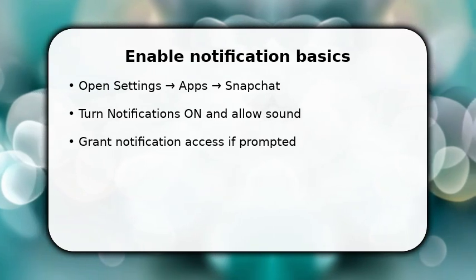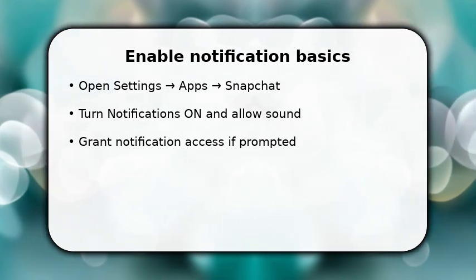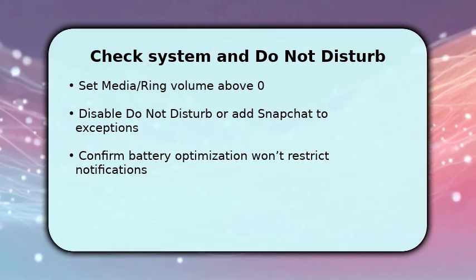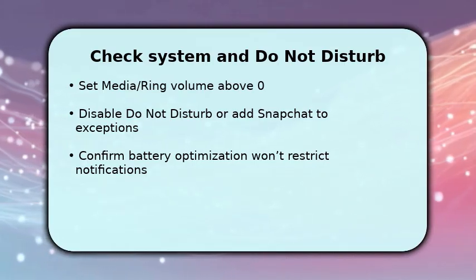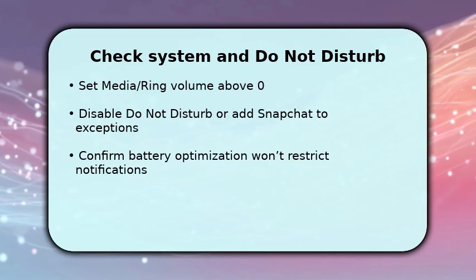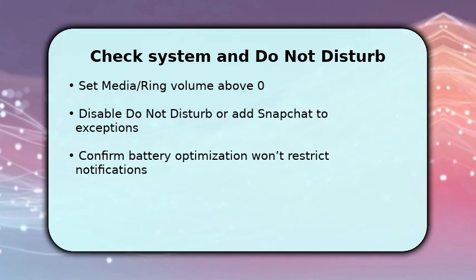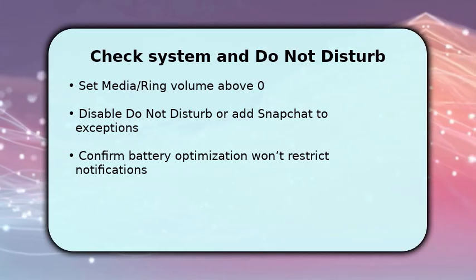Now check why Snapchat sound might still be absent. System volume and do not disturb. Raise ring and media volumes so the phone can play tones, and then open do not disturb settings. Either disable it or add Snapchat to the exceptions list so its sounds bypass silencing rules.